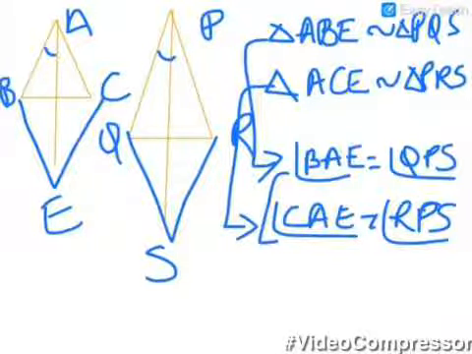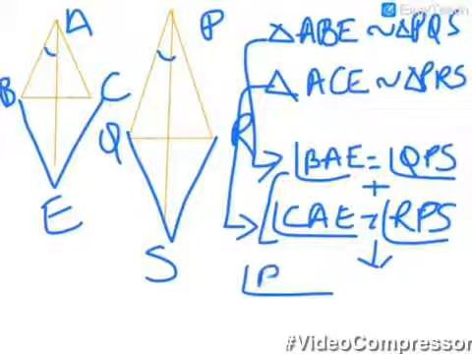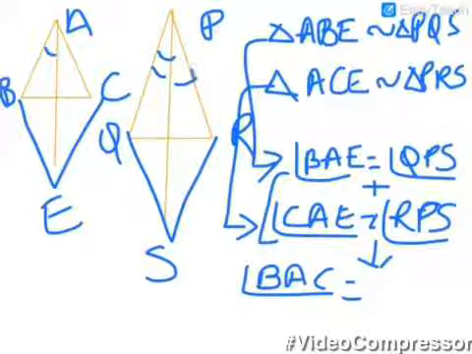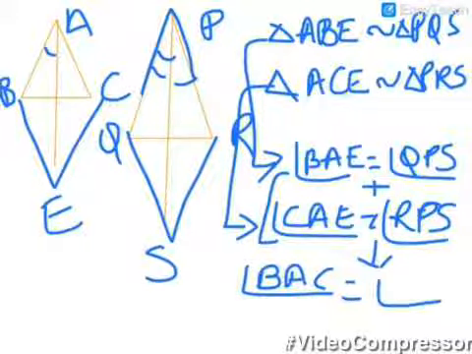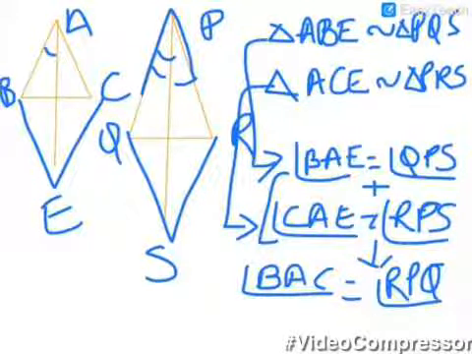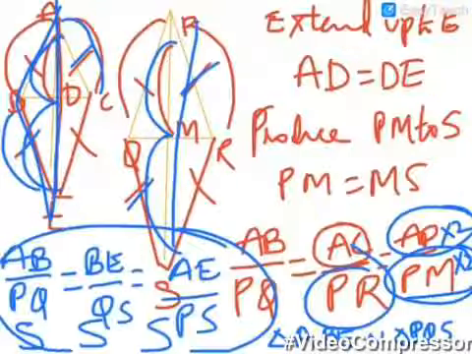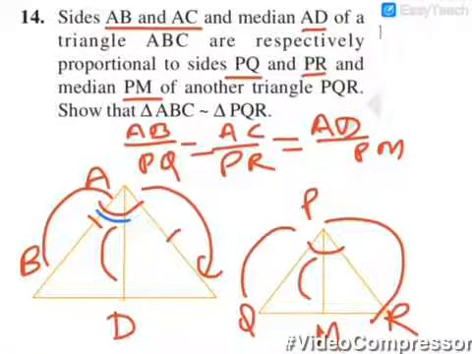Now if we add these two results, this one plus this one, what comes? BAE plus CAE. If you add those two, you will get directly the full angle A, that is angle BAC, is equal to, if you add these two parts you get this full part, that is angle RPQ. Okay, so we have proved our target, that is angle A is equal to angle P.